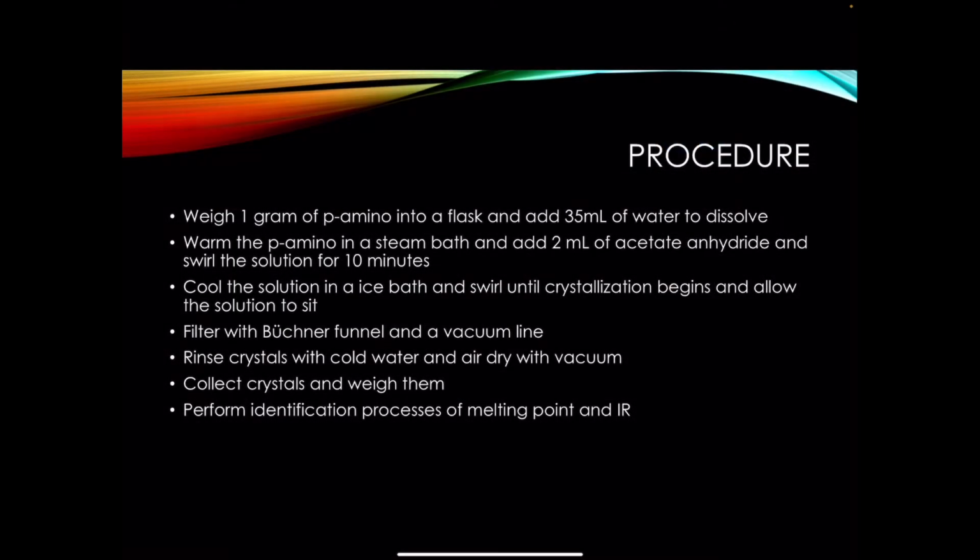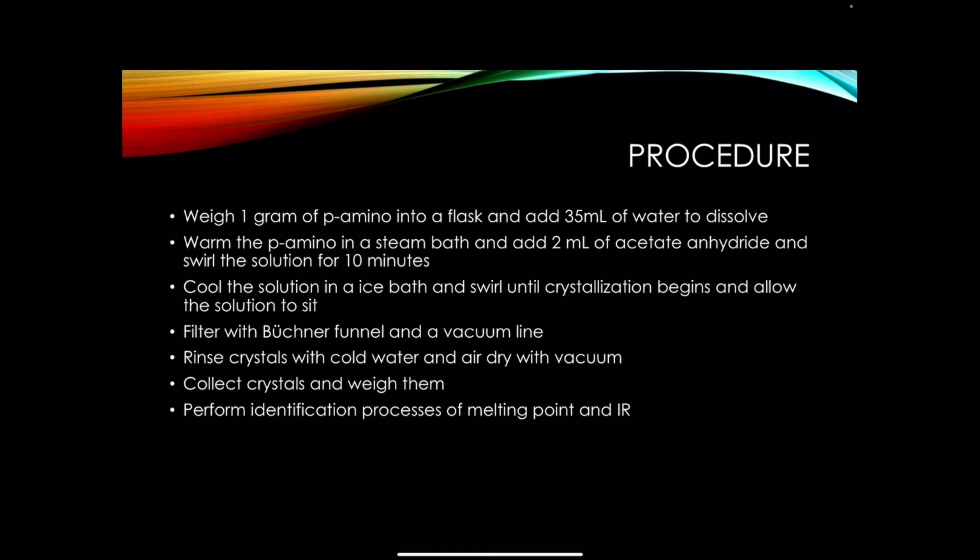Now that we know the importance of analgesic, we'll want to know how to make it. One way of making it is to weigh out 1 gram of p-aminophenol into a flask and add 35 milliliters of water to dissolve it. We will then warm the p-aminophenol solution in a steam bath, add 2 milliliters of acetic anhydride, and swirl the solution for 10 minutes.